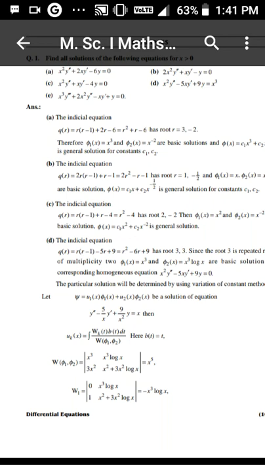Namaskar. Today I will discuss the examples on linear equation with regular singular points. Fourth example: x square y double dash minus 5xy dash plus 9y is equal to x cube.